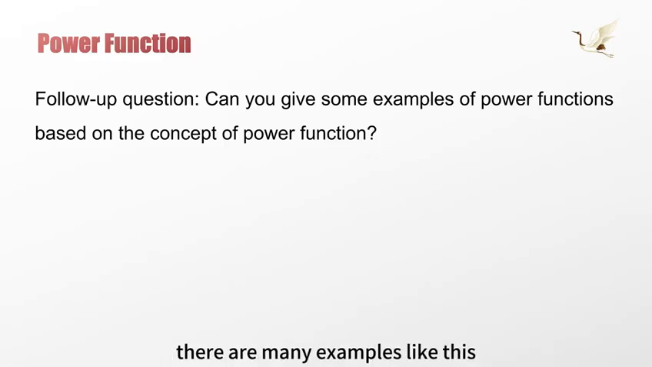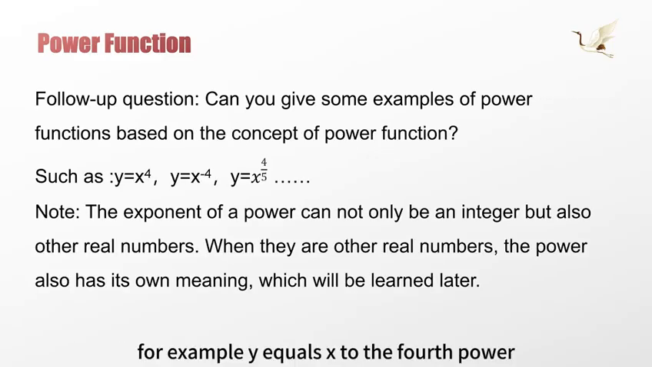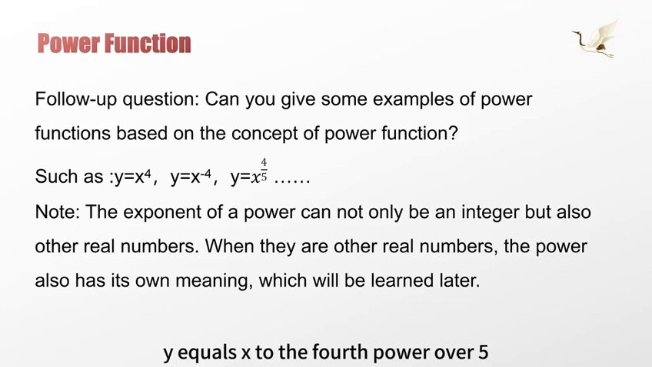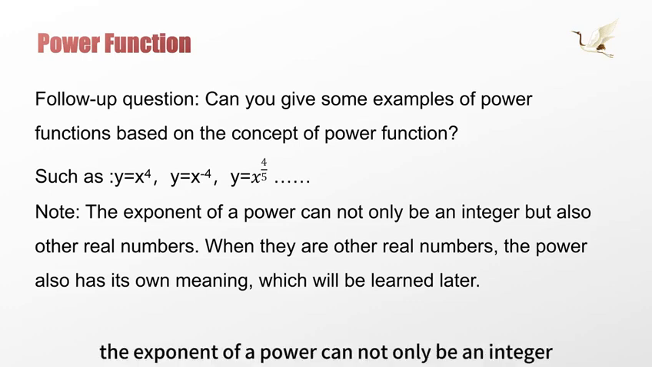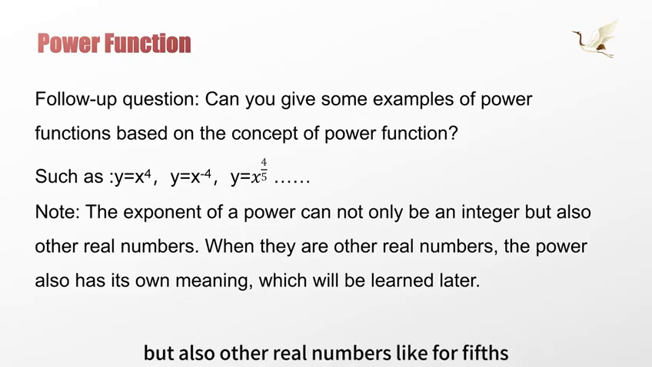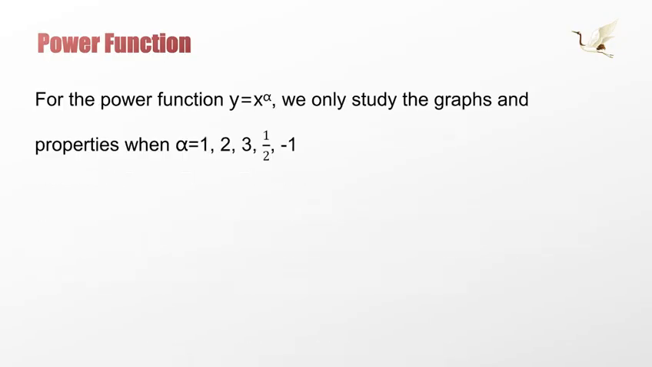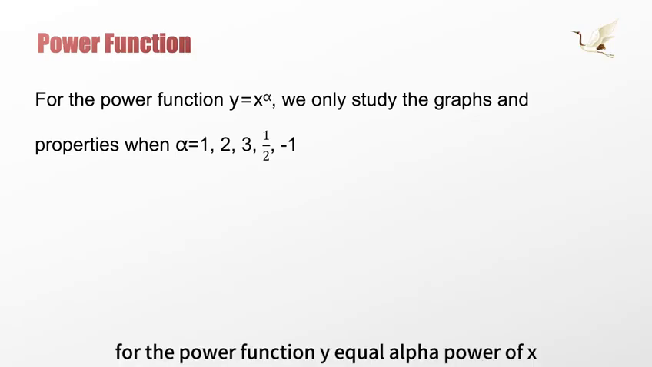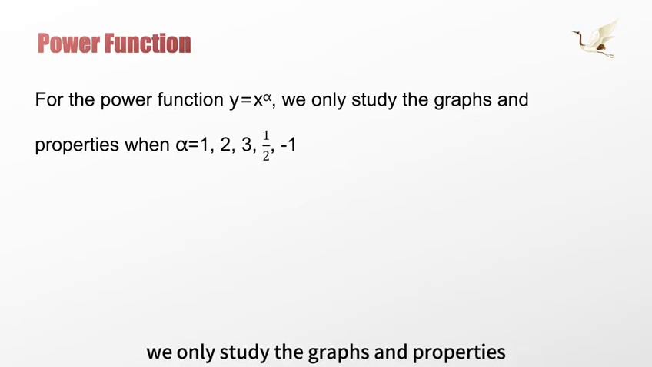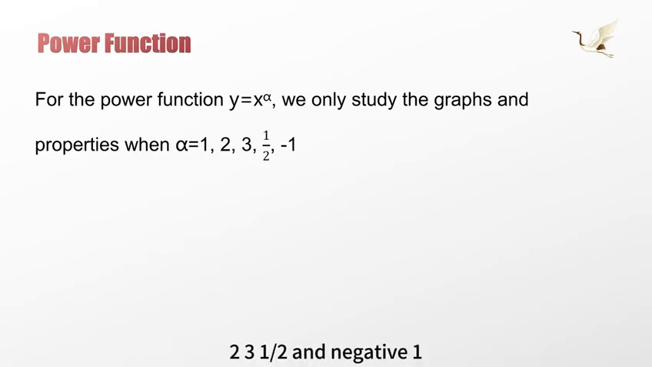There are many examples like this. For example, y equals x to the fourth power, y equals x to the negative fourth power, y equals x to the power of 4/5, and so on. Please note that the exponent of a power can not only be an integer, but also other real numbers like 4/5. When the exponent takes other real numbers, the corresponding powers also have their respective meanings, which we will learn later. For the power function y equals x to the power of alpha, we only study the graphs and properties when alpha equals 1, 2, 3, 1/2, and -1.